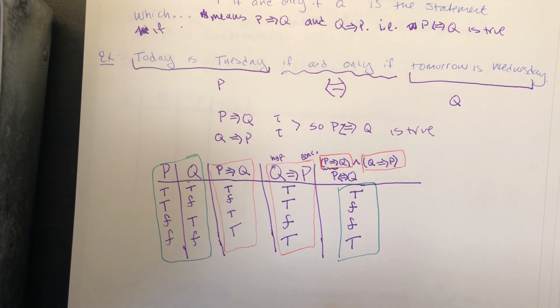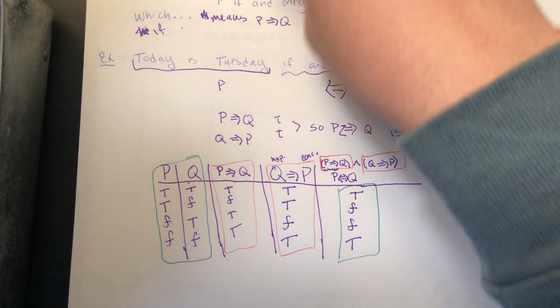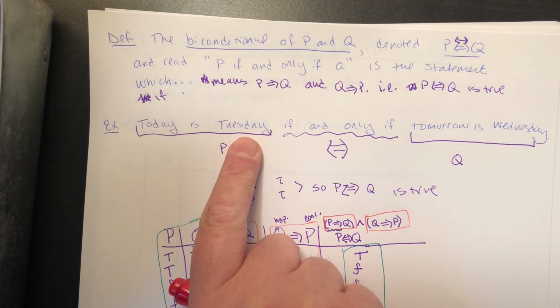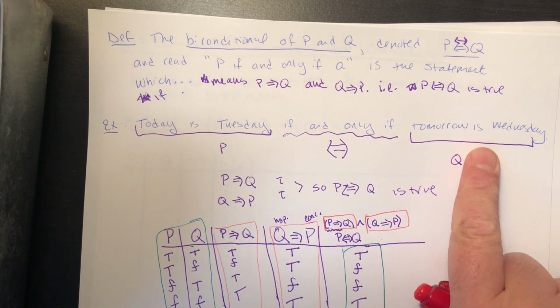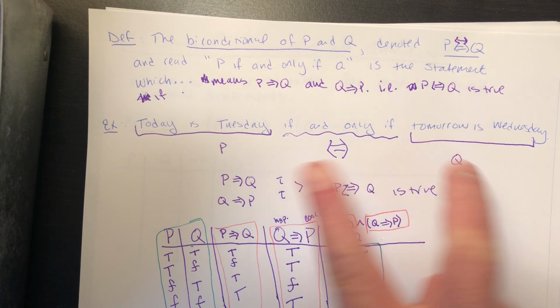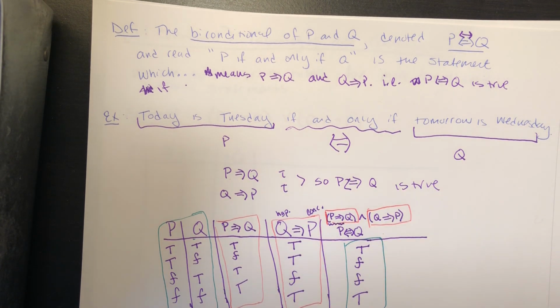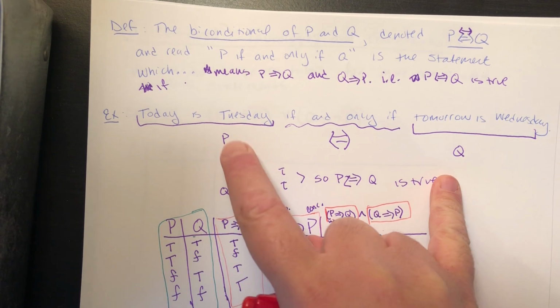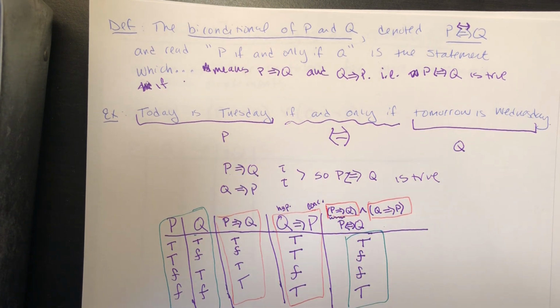That makes sense, right? If we look back at this if and only if statement, today is Tuesday is a false statement. Tomorrow is Wednesday is also a false statement because today is Saturday and tomorrow is Sunday. So this P if and only if Q is true when both parts of it were false. But it's also true when both P and Q are true.